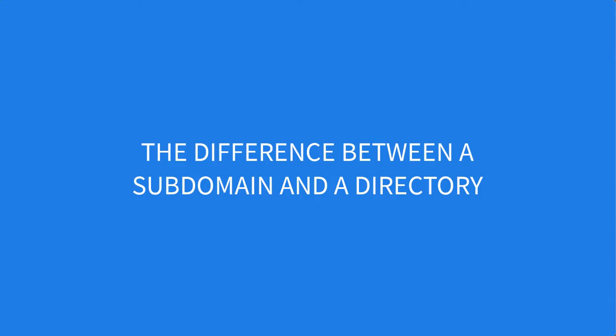Okay, let's talk about the difference between a subdomain and the directory. The most significant difference between a subdomain and a directory is that a subdomain, blog.yoursite.com, is considered a separate site, whereas a directory lives on the root domain. What that means is a subdomain keeps your blog completely separated from your main website. This can be beneficial for a couple reasons.